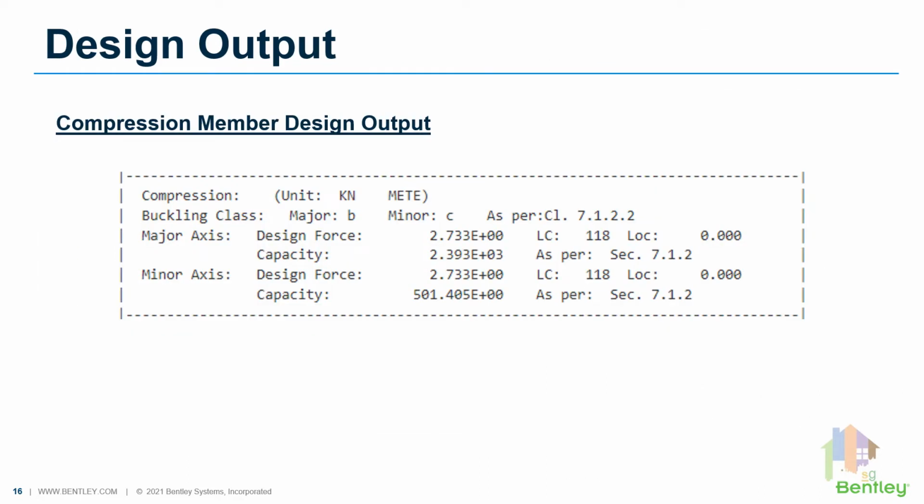After design, in the output file, the buckling class and major and minor axis capacity values are reported along with the critical load number and clause number. Only critical load values are reported, for which the compression ratio is maximum. I will discuss the design output in detail.